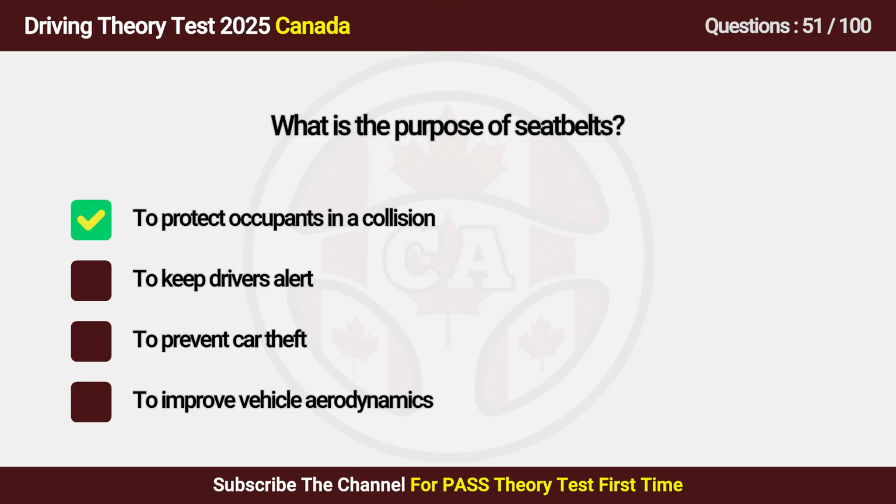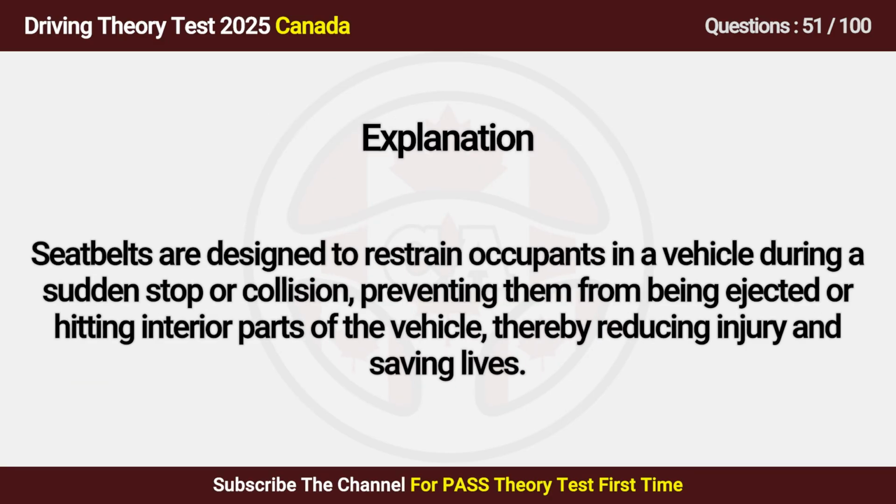Answer is A. To protect occupants in a collision. Seat belts are designed to restrain occupants in a vehicle during a sudden stop or collision, preventing them from being ejected or hitting interior parts of the vehicle, thereby reducing injury and saving lives.